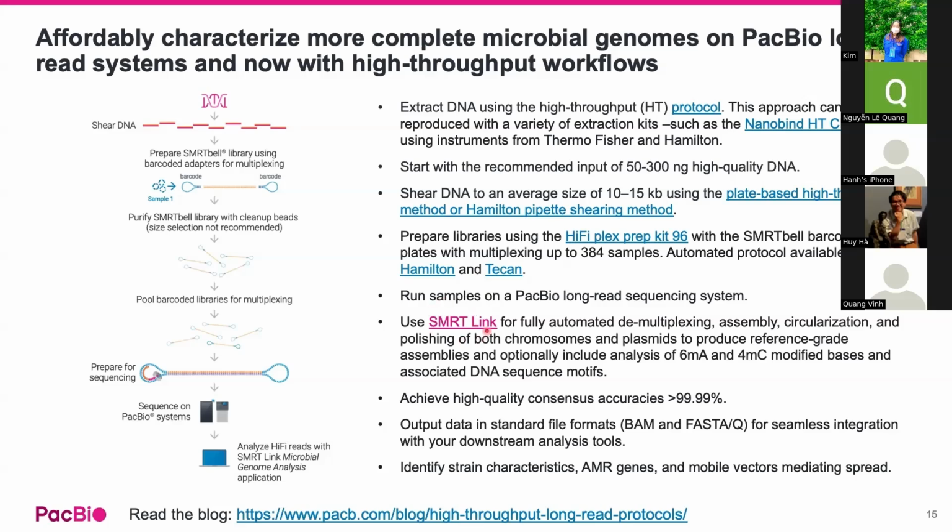And then our SMRT Link, which I think Ting will explain further later on, has a pipeline to help perform microbial genome analysis. By doing that, we are able to identify strain characteristics, the AMR genes, as well as the mobile vectors mediating spread.